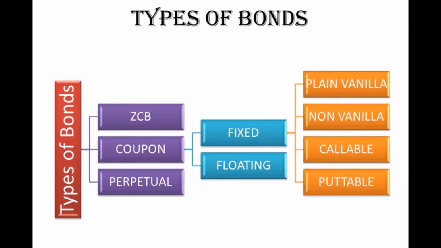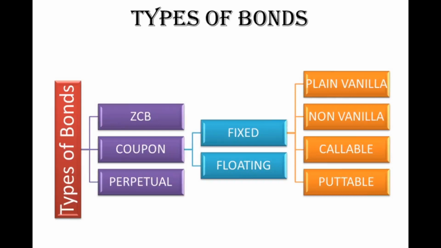So that is the reason why it is impossible to calculate the value of floating coupon bonds. So we are not going to venture into that. Moving on to fixed, I'll repeat again, fixed is nothing but those coupon bonds for which the coupon rate is determined at the time of issue itself.